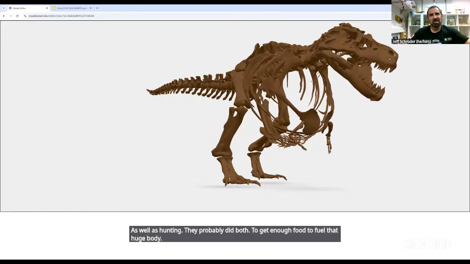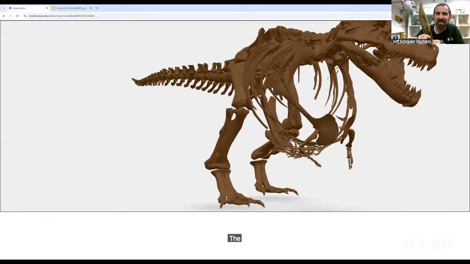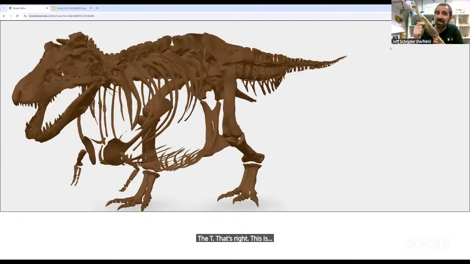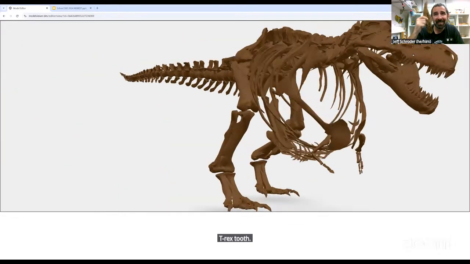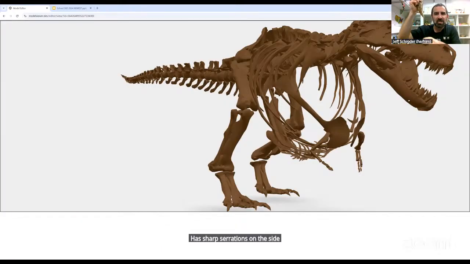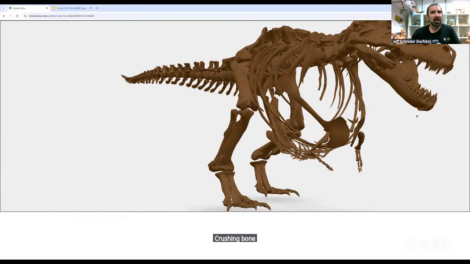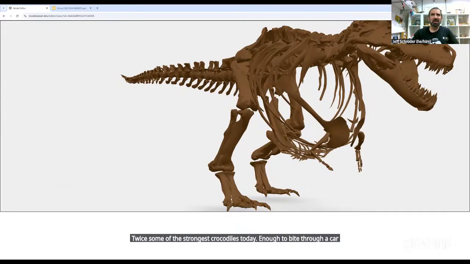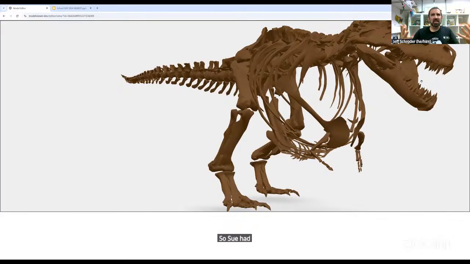And then, of course, there are these. The teeth. That's right. This is a cast or an exact copy of one T-Rex tooth. Had it compared to my head. It's almost a foot long of tooth. Has sharp serrations on the side and that point for stabbing into the meat. Crushing bone with about 8,000 pounds per square inch of bite force. Twice some of the strongest crocodiles today. Enough to bite through a car door had there been cars around back then. So Sue had the teeth, the eyesight, the sense of smell.